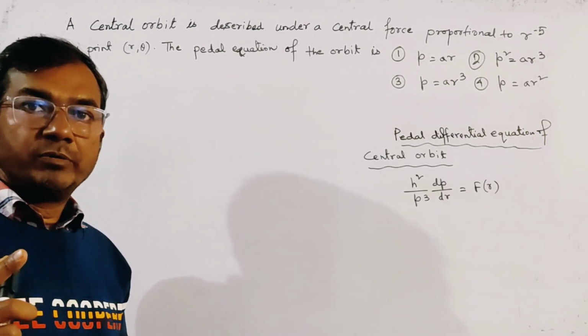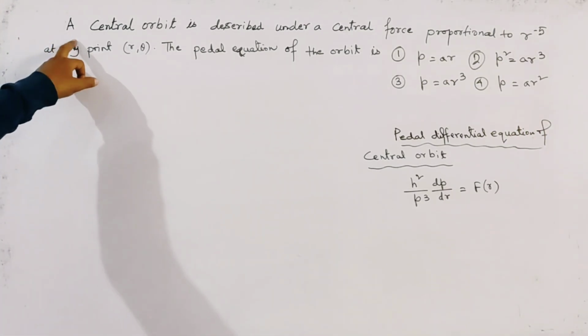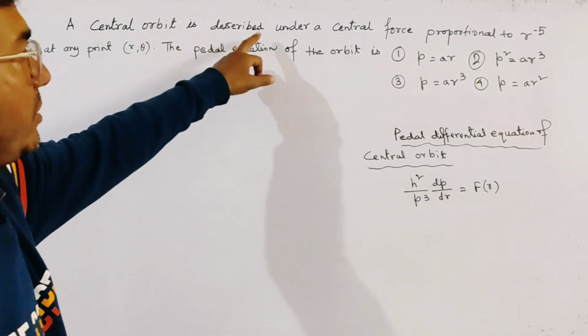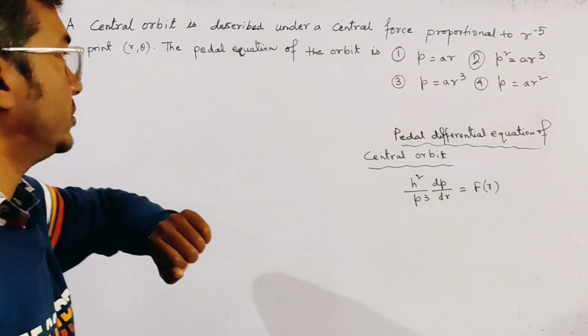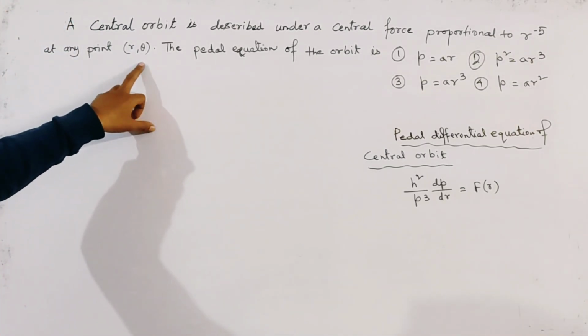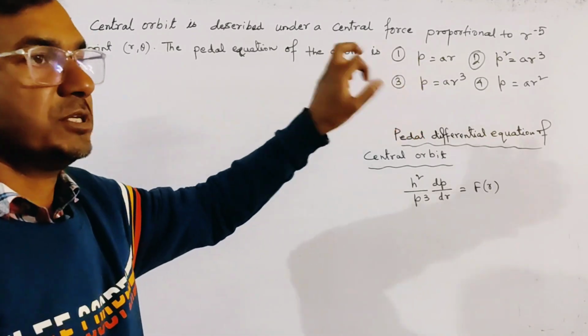MCQ type problem from central orbit. The problem is: a central orbit is described under the central force proportional to r to the power minus 5 at any point (r, theta). Then the pedal equation of the orbit is given by which of the 4 options.